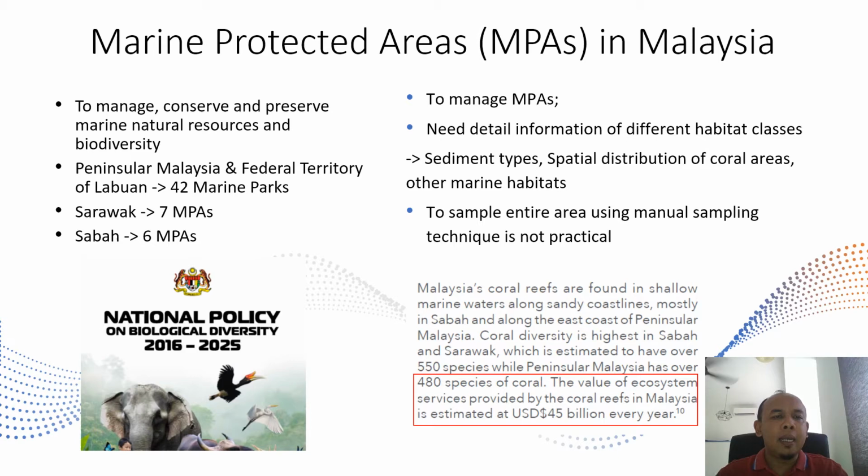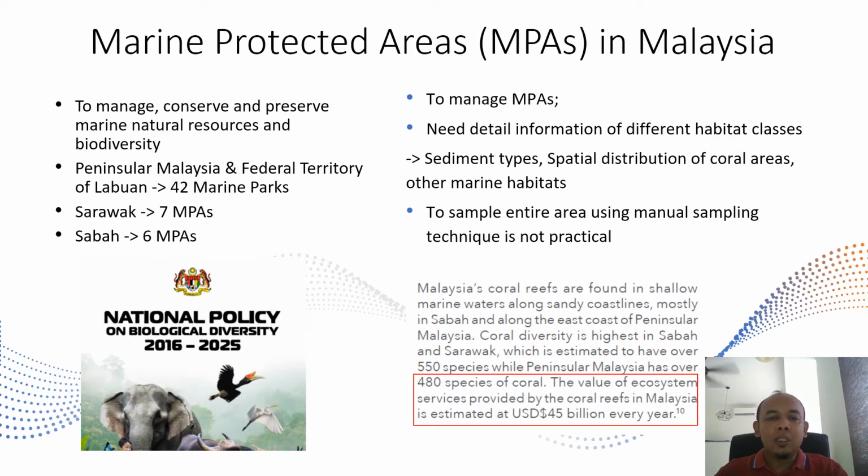In Malaysia, we have more than 52 marine parks, and because we have a huge number of marine parks, we have to manage these marine protected areas. To manage them, we need detailed information on different habitat classes, for example the different types of sediments, coral areas, and other marine habitats such as seagrass and many more.